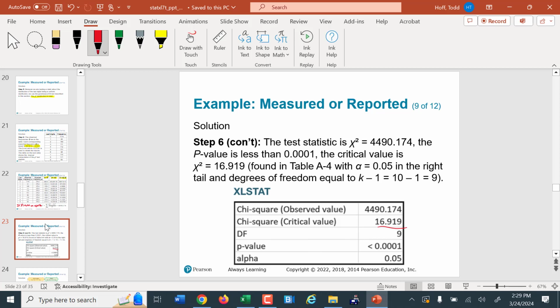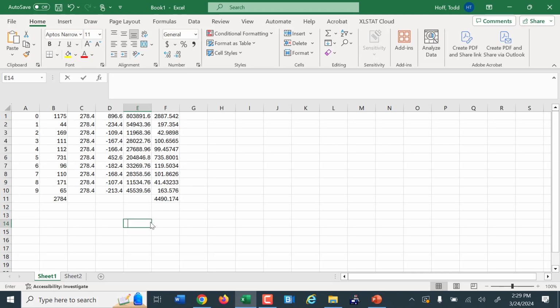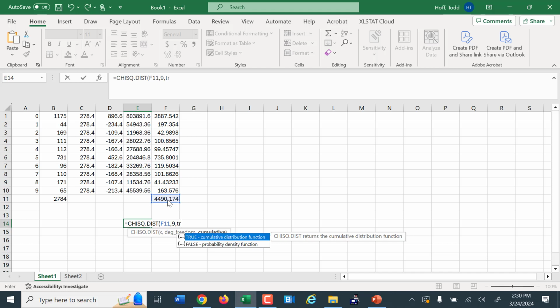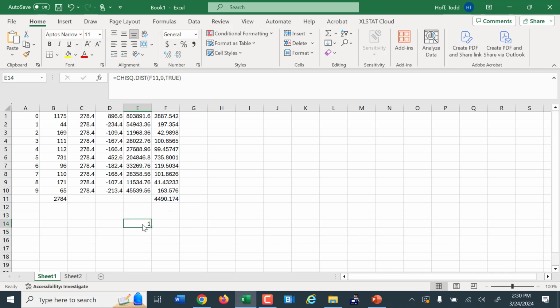Well, what if we wanted a p-value? You can see here, this is our reading from ExcelStat. It gives us the critical value, the actual test statistic, and it gives us the p-value. Of course, it also lists the alpha value in there. We can find the p-value in Excel without ExcelStat by simply doing a chi-squared distribution. So right here is chi-squared distribution. X is this value. My degrees of freedom are 9. And true, this is cumulative. So now this is giving us the left tail area. We want to do 1 minus that to get the right tail area.